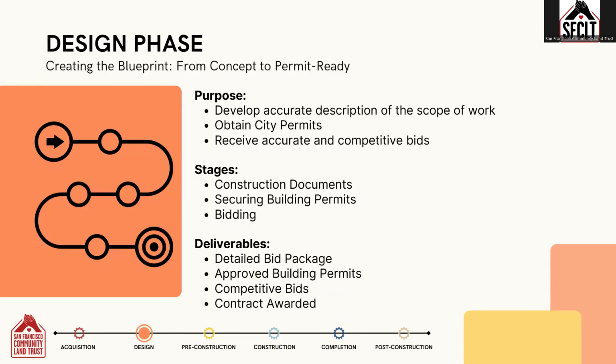The design phase takes the project from concept all the way to permit ready. The purpose of this phase is to develop an accurate description of the scope of work, to obtain any required city permits, and to gather accurate and competitive bids. There are three main stages within the design phase: construction documents, securing building permits, and the bid stage. At the end of the design phase, the construction manager will have compiled a detailed bid package, will have approved building permits ready for construction, will have received competitive bids, and will be ready to award the contract.